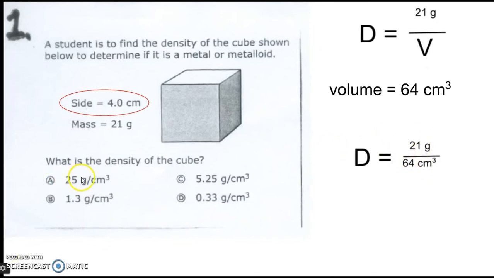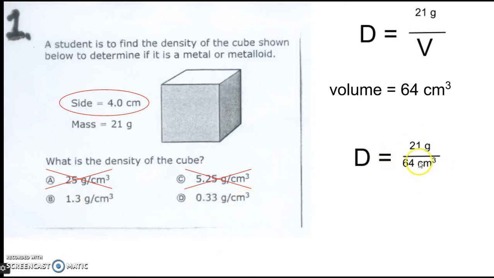If we look at answer choice A and answer choice C, those both end in a 5. And neither the numerator nor the denominator has a 0 or a 5 in it, so those are most likely not going to be correct. So we can cross those out right away. And then we're left with 1.3 grams per cubic centimeter and 0.33 grams per cubic centimeter.